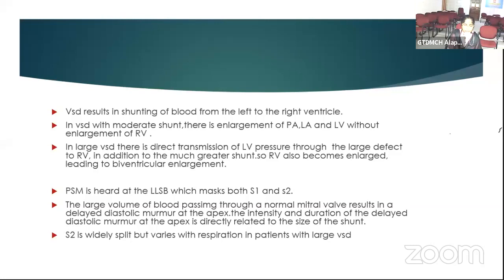The large volume of blood passing through a normal mitral valve results in a delayed diastolic murmur at the apex. The intensity and duration of the delayed diastolic murmur at the apex is directly related to the size of the shunt.